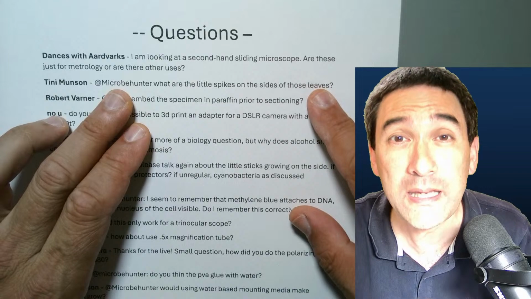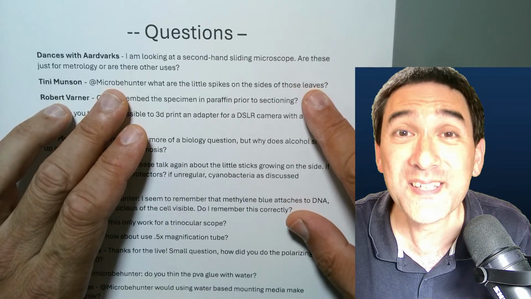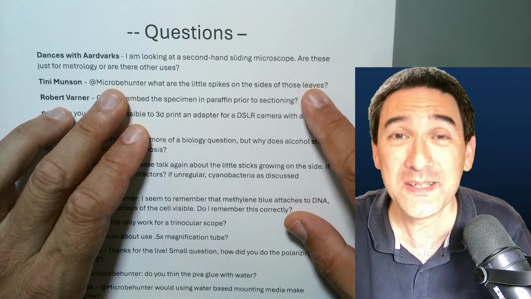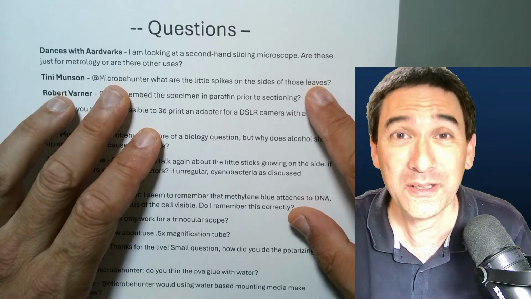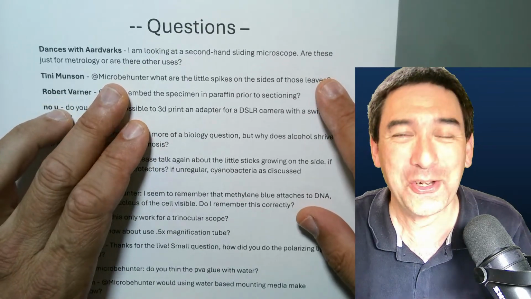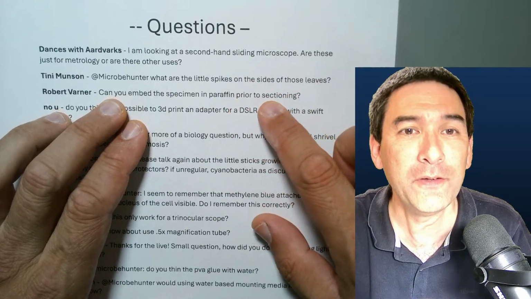Some time ago, I made some videos about the spikes of a stinging nettle, and they basically contain substances that cause your skin to burn. So you can see it's also a defense mechanism. So, short answer, many different answers for those little hairs. Can you embed the specimen in paraffin prior to sectioning?